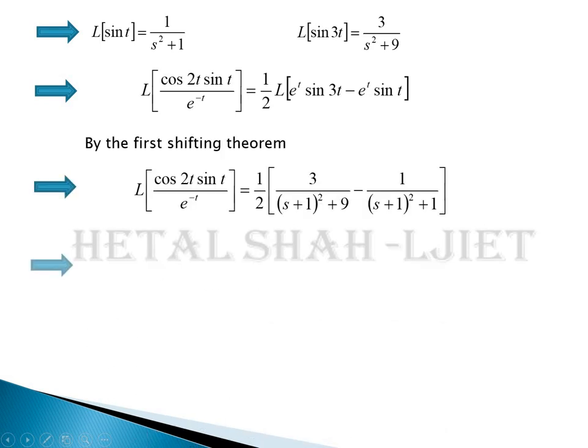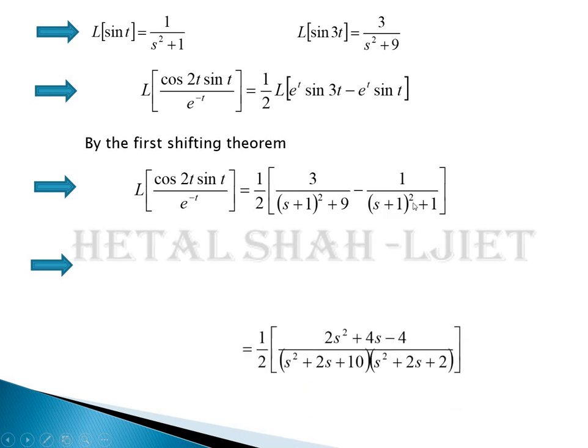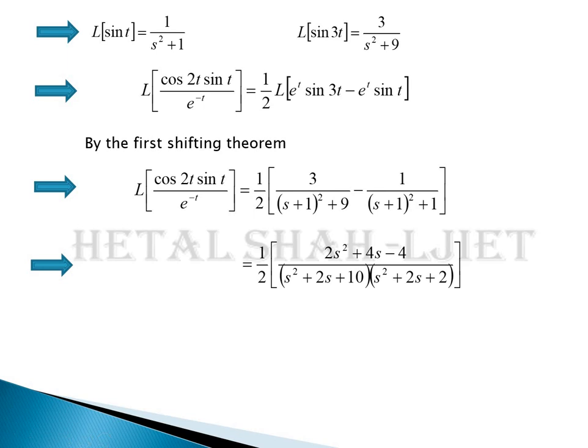So by the first shifting theorem, in the answer of sin 3t, this is positive, and this is positive, so your answer becomes negative, that is s minus 1 whole square, and again here s minus 1 whole square, and by simplifying you get the answer.